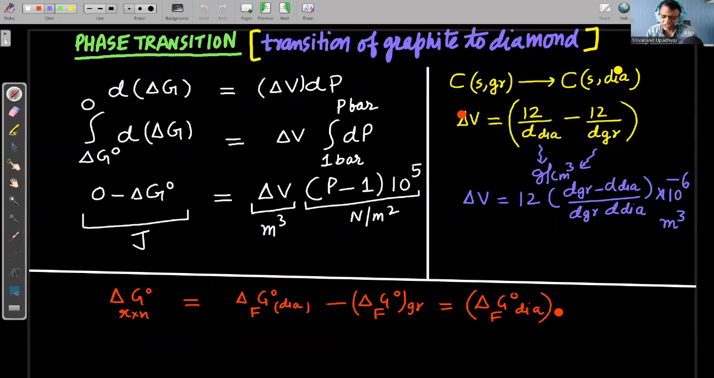In the past, I think 2 or 3 years back, there was a question on phase transition. That question was already in NCERT, old NCERT.